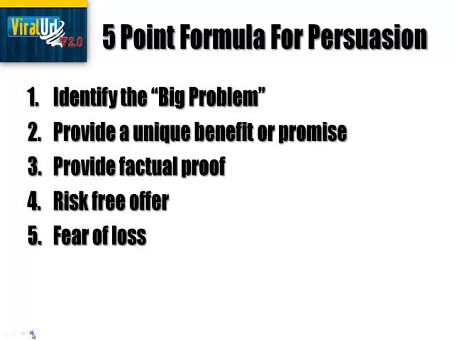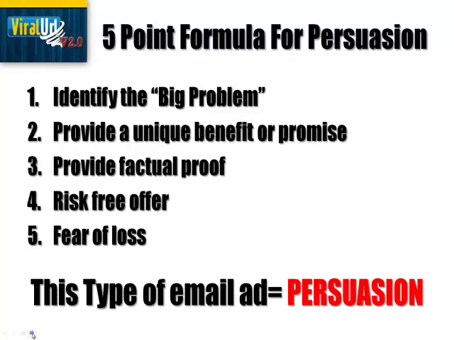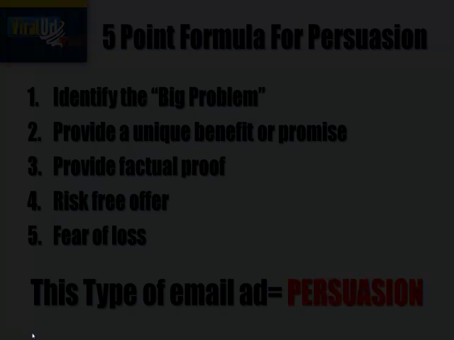So that's what happens when we're talking about fear of loss, or only providing a specific amount of time or whatever. So this is your 5-point formula for persuasion, and this type of email ad equals persuasion, and it equals results. Okay, so get a pen and paper out, write these down, and keep this close. And when you're writing your emails, keep this in mind: the 5-point formula for persuasion. Identify the big problem, provide a unique benefit or promise, provide factual proof, a risk-free offer, and fear of loss. Okay? Let's move on here.